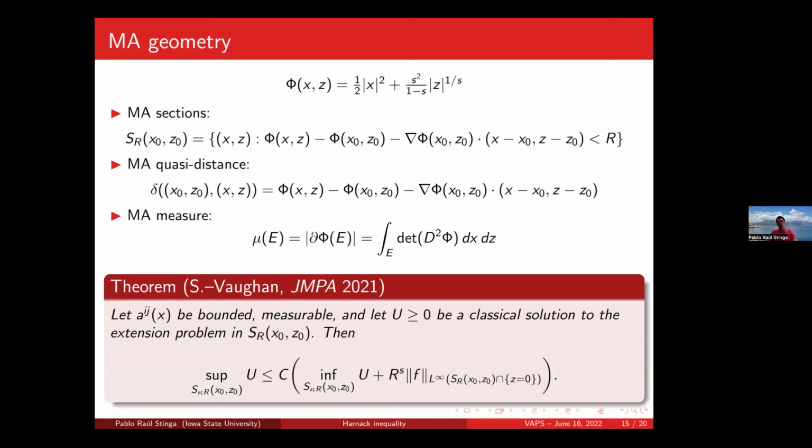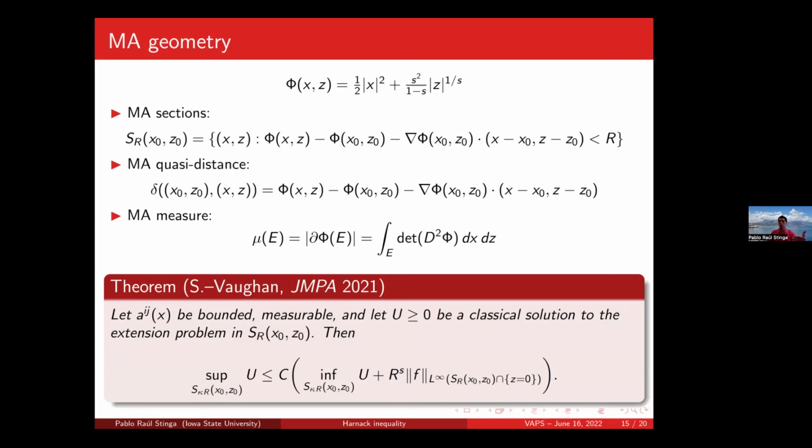So this is where we look at the extension equation. Here is the theorem, the Harnack inequality for capital E. If you have coefficients and u is a non-negative classical solution to the extension problem in a Monge-Ampère section instead of a ball, then the supremum in a smaller section is controlled by the infimum plus r to the s, the scaling, times the L infinity norm of the Neumann condition at z equals 0. If the section is far away and doesn't cross 0, this term is not there. So this is the Harnack inequality we want.